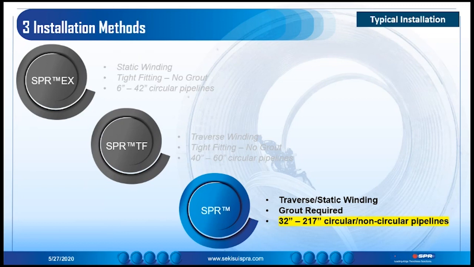No matter the diameter, which in the case of the SPR method is anywhere from 32 inches to well over 200 inches, and the shape of the existing pipe, the winding equipment will leave an annular space between the liner and the host pipe that must be filled with either a cellular or structural grout.